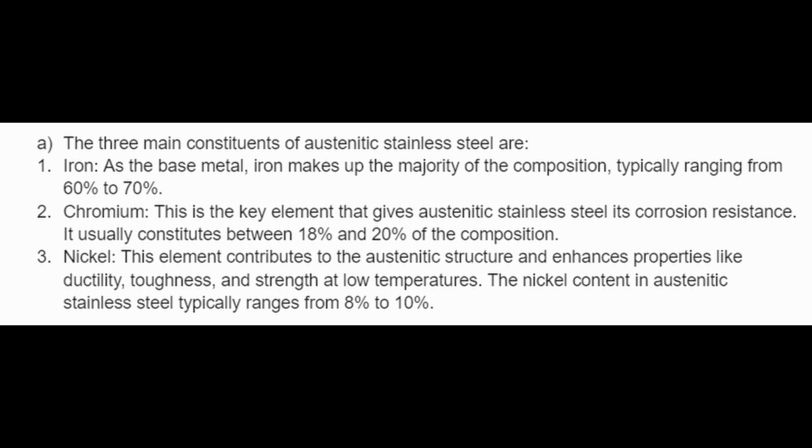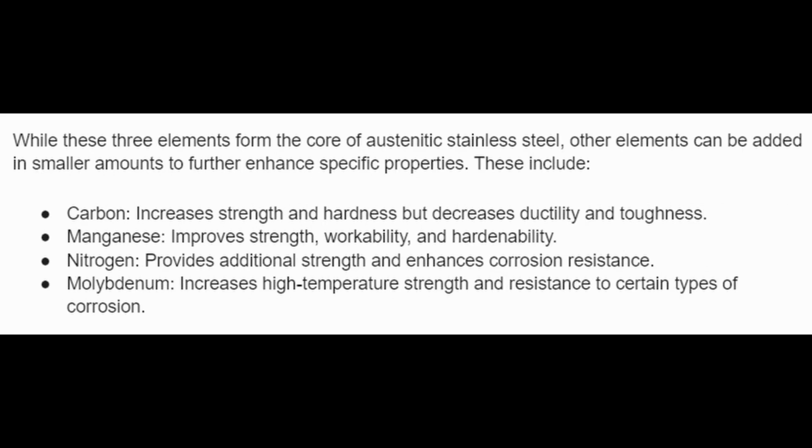And then nickel. This element contributes to the austenitic structure and enhances properties like ductility, toughness, and strength at low temperatures. The nickel content in austenitic stainless steel typically ranges from 8 to 10%.